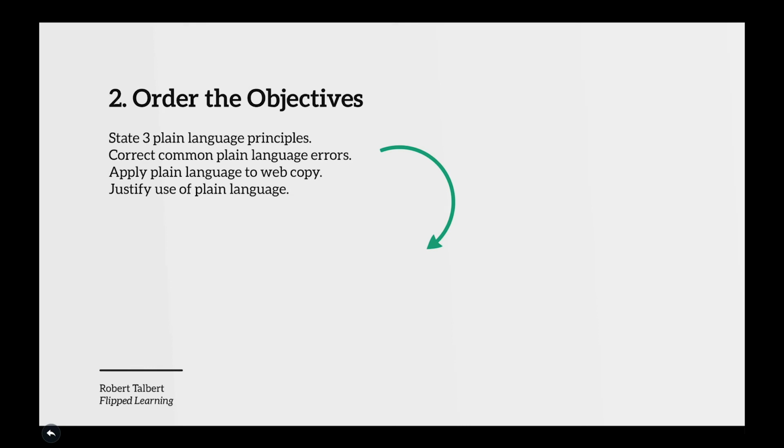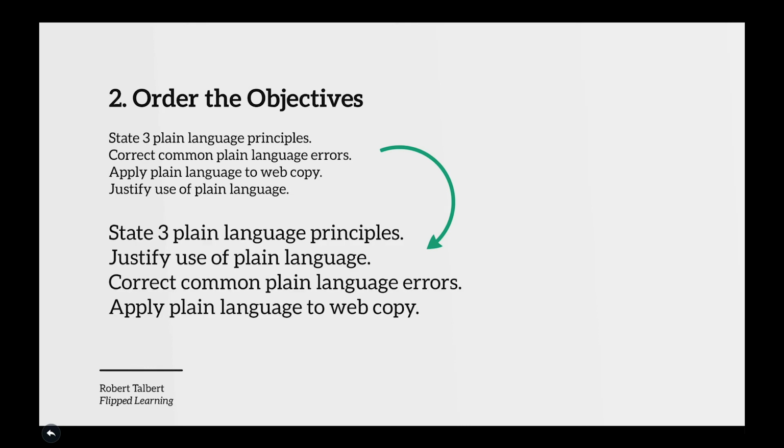Step 2 has us ordering the objectives from least complex to most complex. So I would structure the objectives from state to justify to correct and finally to application.